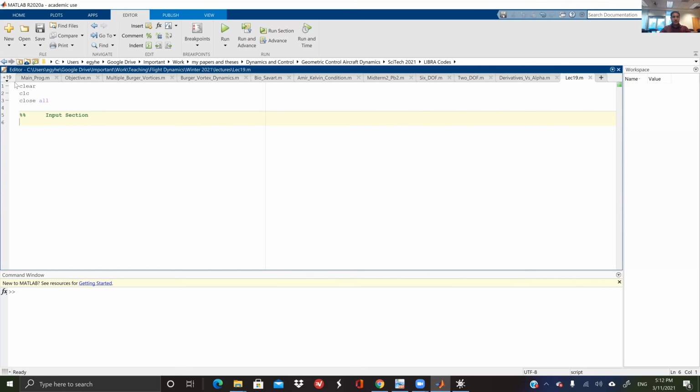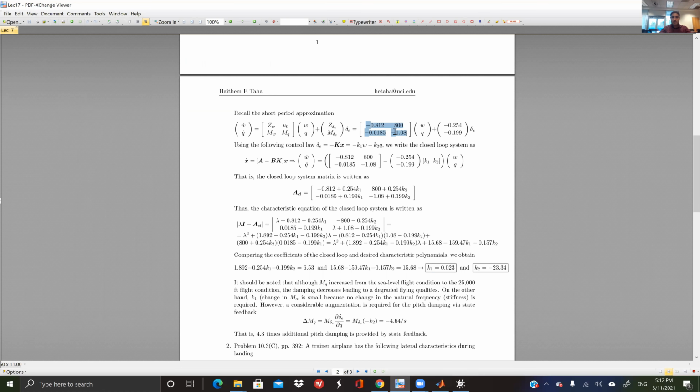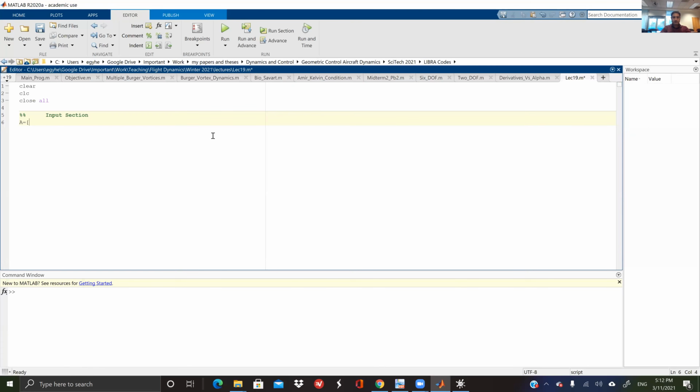Okay, so here, input section. So let me, I got this. I'm gonna copy my A matrix. So here is the A matrix. This is a short period. And I'll just adjust these. This is negative. And here, this is the second row. This is negative, and I'm done with my A matrix short period.